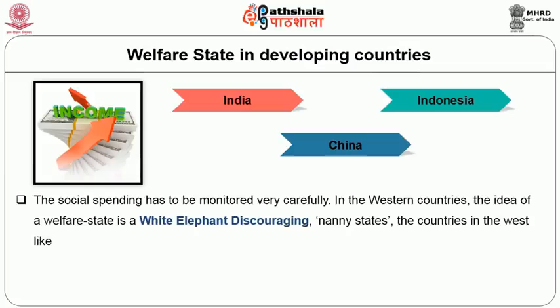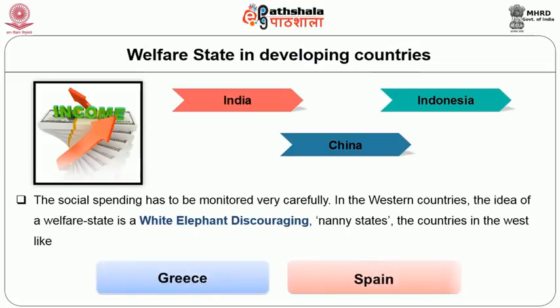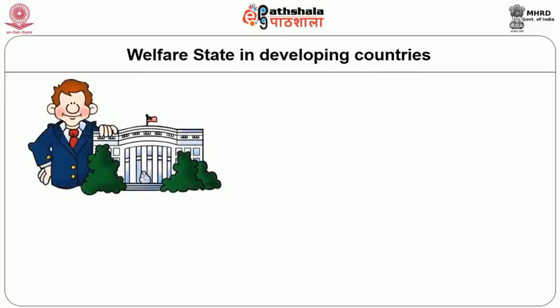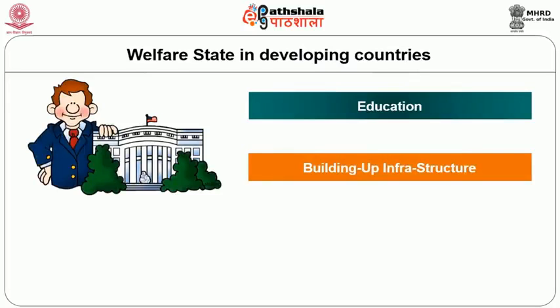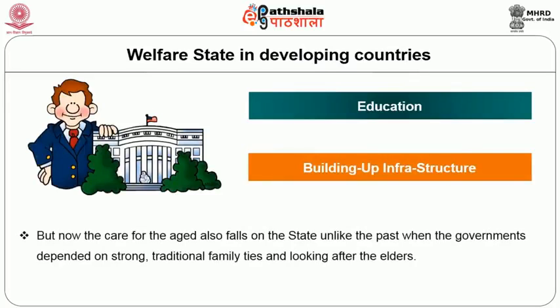The countries in the West, like Greece and Spain, are knee-deep in debt. Until recently, the governments in Asia concentrated on welfare programs like education, building up infrastructure, etc. But now, the care for the aged also falls on the state, unlike the past when the governments depended on strong traditional family ties and looking after the elders.